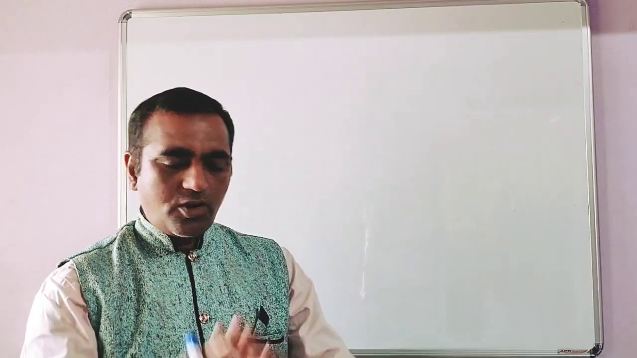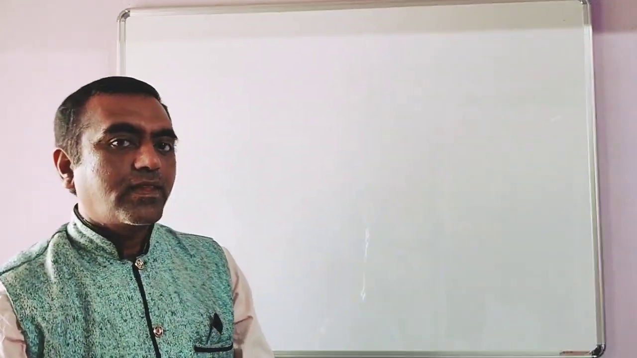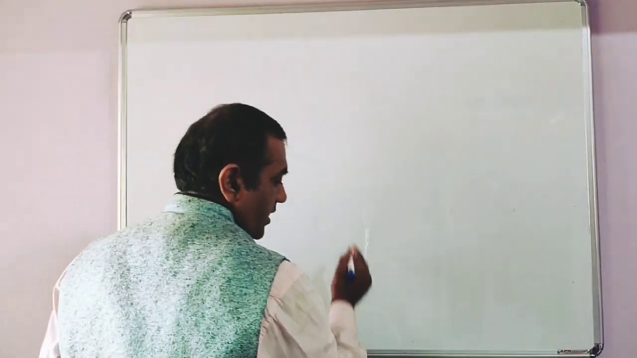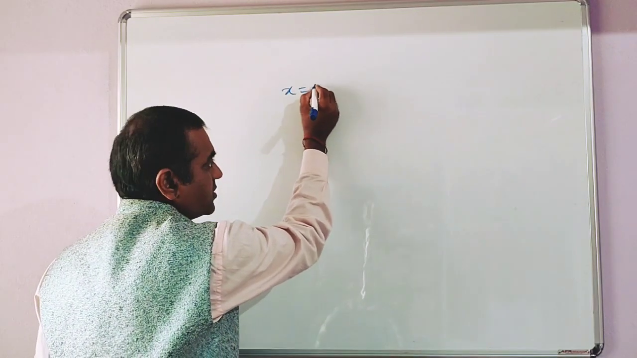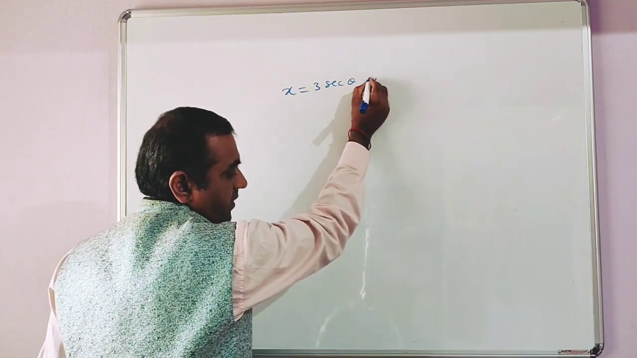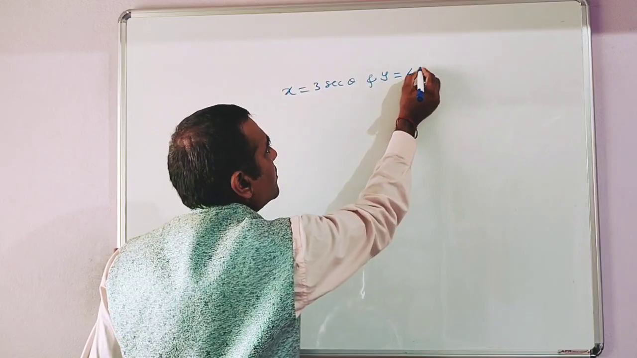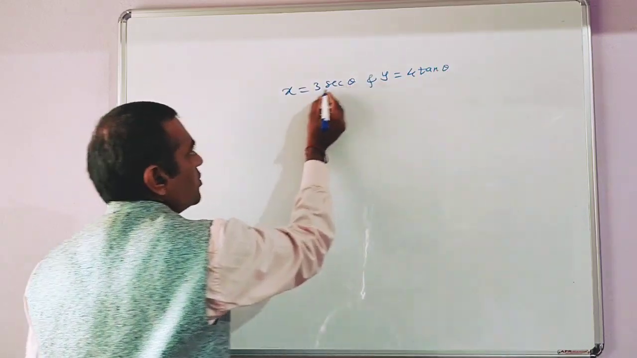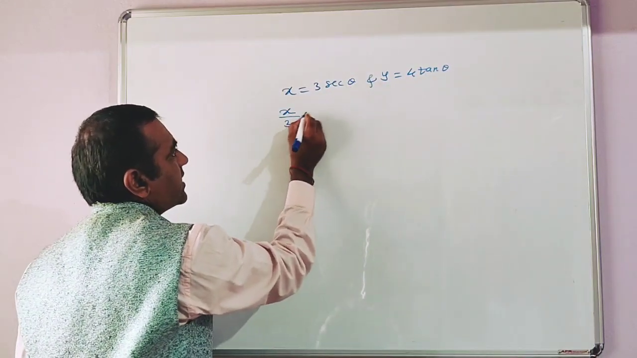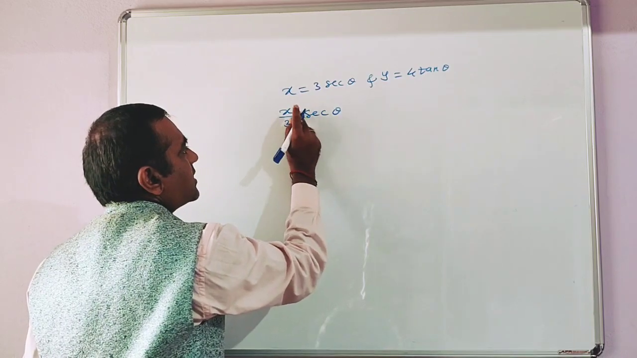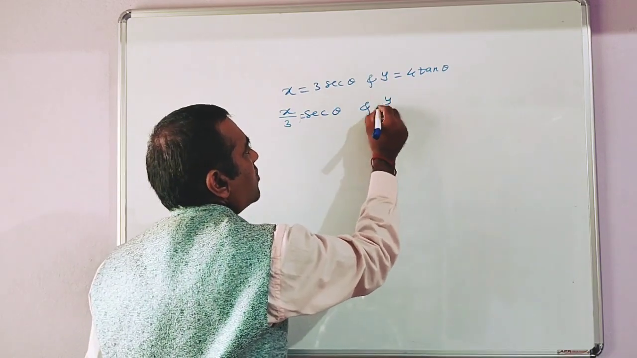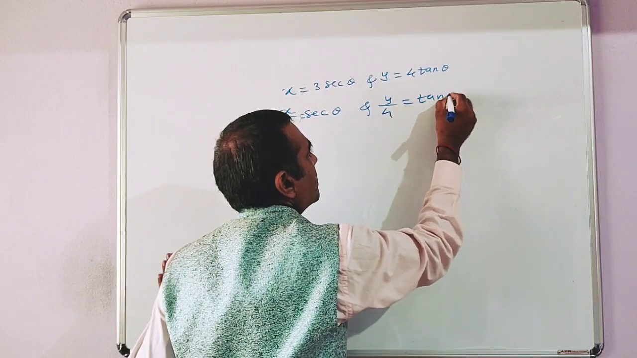That means sin square theta plus cos square theta is equal to 1, sec square theta minus tan square theta is equal to 1, cosec square theta minus cot square theta is equal to 1. We have to remove this theta from that. See, if x is equal to 3 sec theta and y is equal to 4 tan theta, then you have to convert this x in the form of only sec. x upon 3 is equal to sec theta and y upon 4 is equal to tan theta. Is that clear?